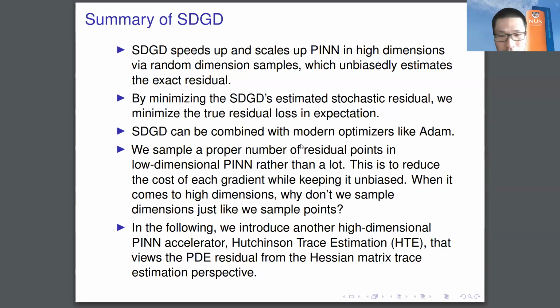So when it comes to high dimensions, why don't we sample dimensions just like we sample points? So this is the introduction to SDGD, and this is only the first paper. In the following, I would like to introduce another high-dimensional PINN accelerator, Hutchinson trace estimation, in abbreviation HTE, and it can also do something similar to SDGD, but from the perspective of the Hessian matrix trace. But later I will actually unify SDGD with Hutchinson trace estimation and compare their differences and similarities.